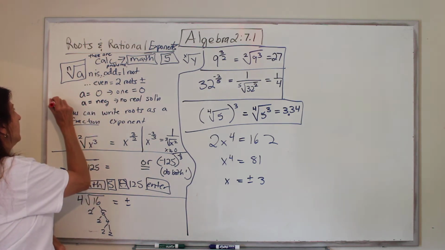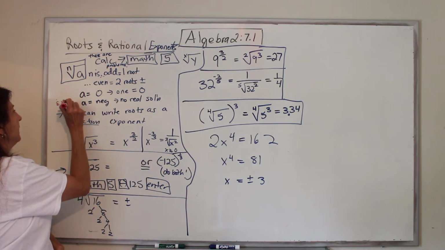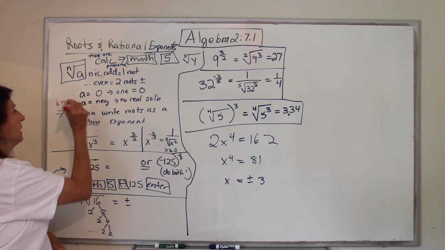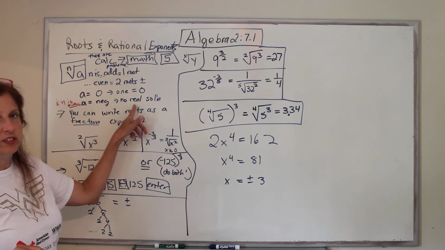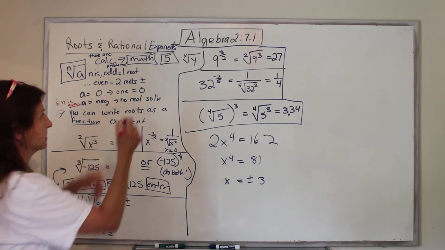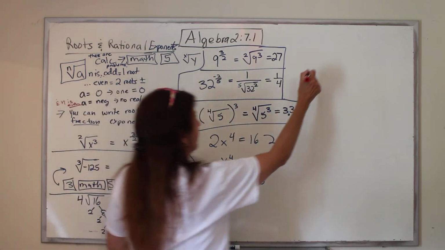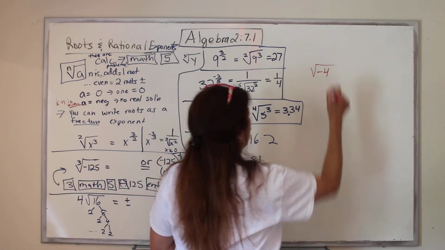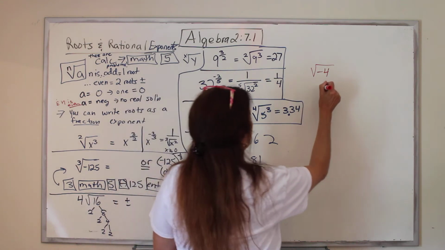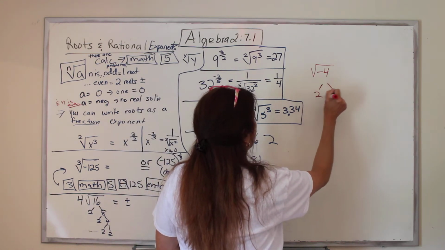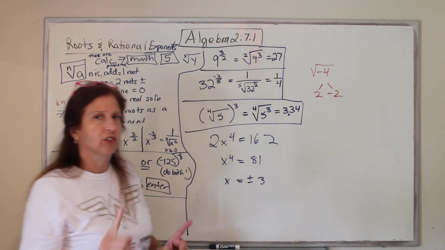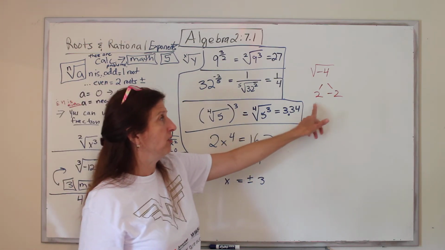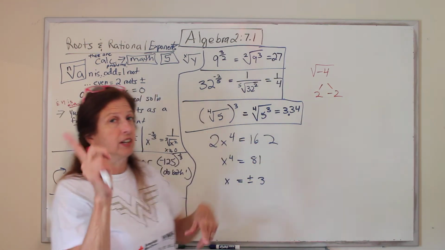n is even, then there's no real solutions. That's where your imaginary solutions came in. Remember we talked about that. What's the square root of -4? There's not one. Because the only way to get 4 is 2 and -2, and they are not the same. I'd much rather have $2 than owe you $2 any day of the week.